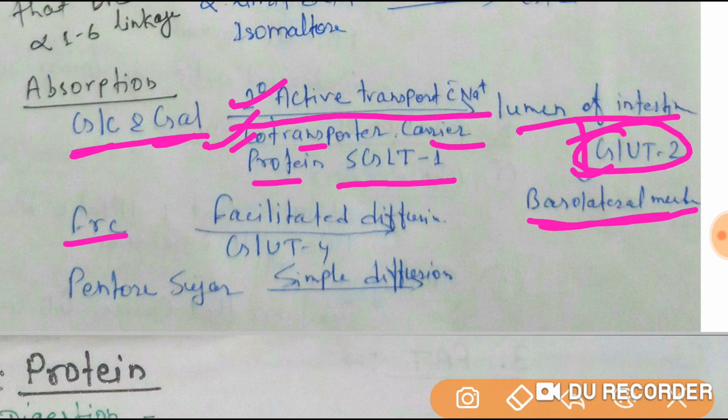Here the fructose absorption. Fructose starts with F, so it is by facilitated diffusion: F for fructose, F for facilitated diffusion, and it is GLUT5. I have already told about the GLUTs. Here the pentose sugar: absorption of the pentose sugar is by simple diffusion.